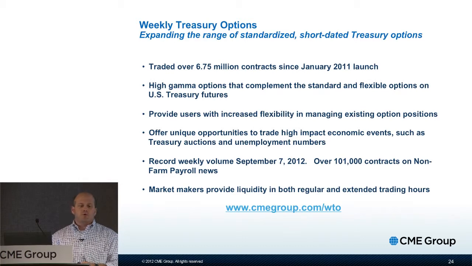But to throw some numbers at you, they were launched in January 2011. As of yesterday, 6.75 million options have traded in these, which is pretty successful for a new product. It's really an options extension, a new expiration in the Treasury options. However, to be trading over 6.75 million in about 17 months or so is pretty significant. Of that 6.75 million, about 4.5 million have traded this year. So we've more than doubled the volume we did last year. People have really embraced these.